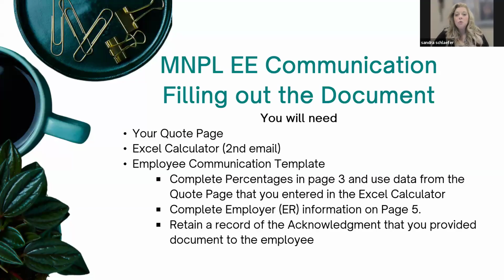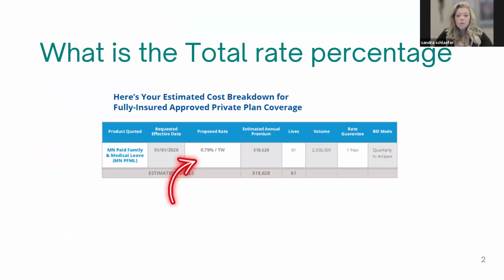Because you will need to include some percentages on page 3, which you will obtain from that Excel spreadsheet calculator that we sent over. And that's page 3. And then on page 5, it will be your employer information. And then there'll also be an acknowledgement, so you'll need to have some type of record that the employee received the document.